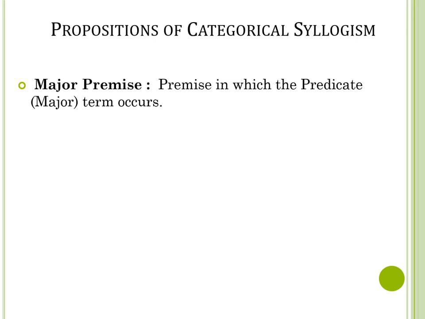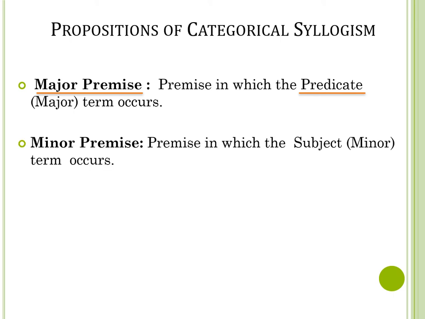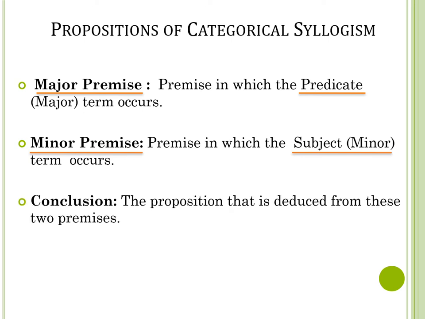Now let us understand the propositions of categorical syllogism. First is the major premise. Major premise is one in which the predicate, that is the major term, occurs. Then we have minor premise. Minor premise is one in which the subject, that is the minor term, occurs. And then we have conclusion, that is a proposition which is deduced from these two premises.